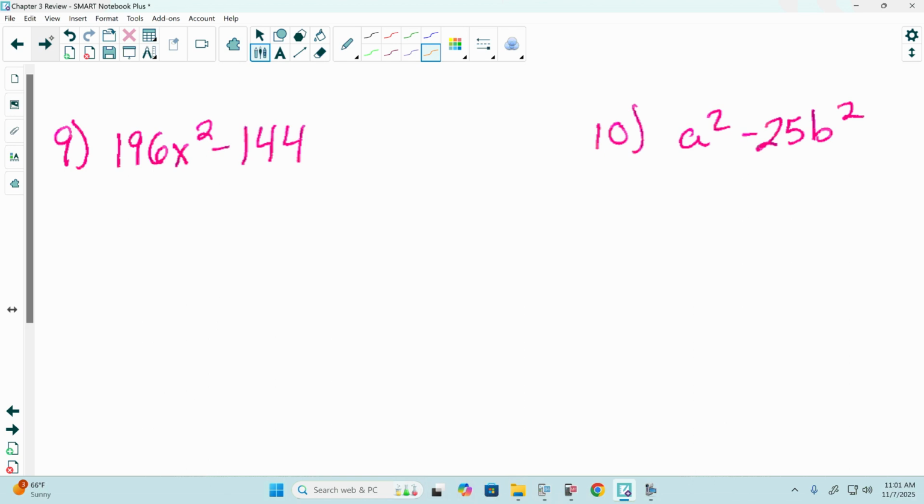9 or 10? 10. We have a squared minus 25b squared. We have two terms being subtracted that are possibly squares. Yes? Can we rewrite, or is a squared a perfect square? Well, yes, it's what? A times a is a squared. Now we could write it just like we did on the last one, which is really just telling us that a is a. Yes. Now we need to figure out what times itself is 25b squared. Well, 25 would be 5, and b squared is just, well, b.